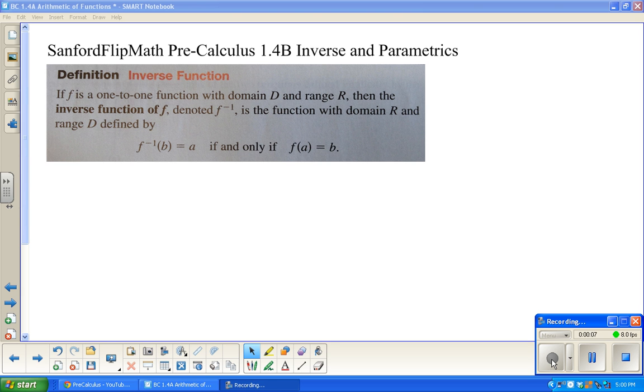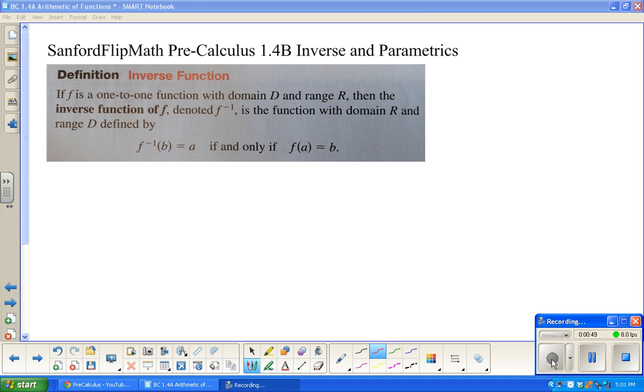We are in the Demana Waits Foley Kennedy Pre-Calculus Functions and Graphs book, 4th edition, and we are basically doing different things with functions. The last video was all about composition and arithmetic with functions. This one is going to focus specifically on inverse functions, and a little bit on parametric, and working back and forth between the two forms. Depending on time, parametric might get short. We'll see.